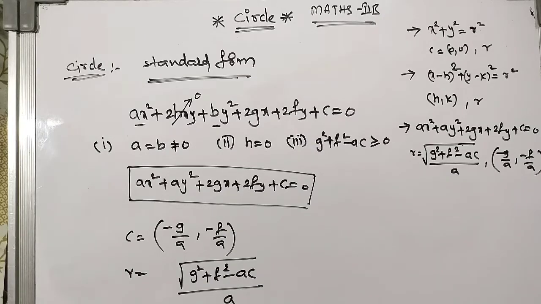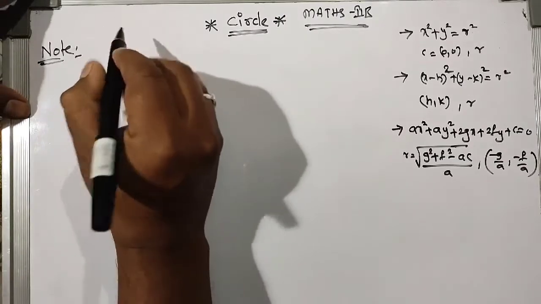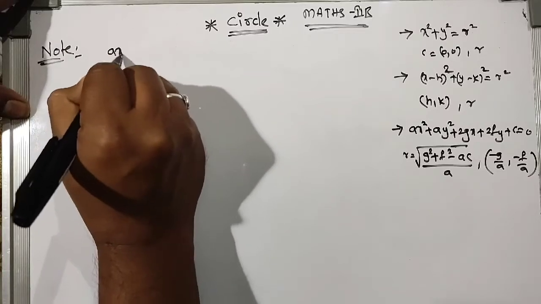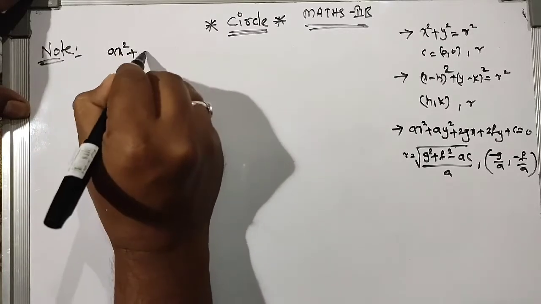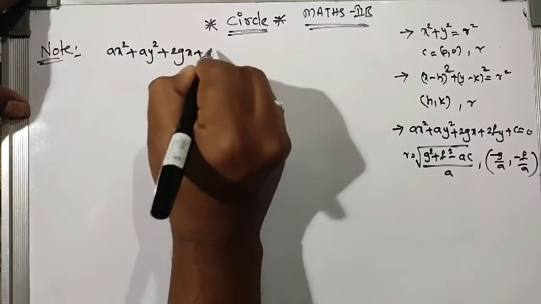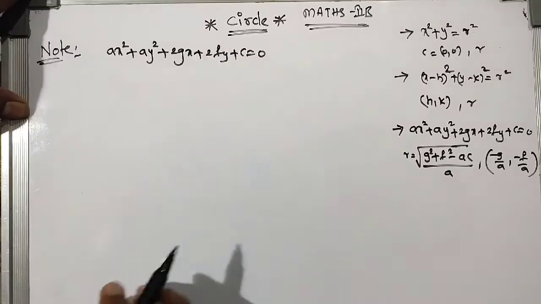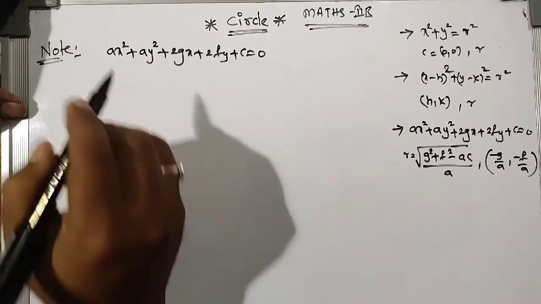So now we go for some simple cases here. We should take some important key points. For example, see here: ax square plus ay square plus 2gx plus 2fy plus c is equal to 0 is a circle equation if the a value becomes 1.